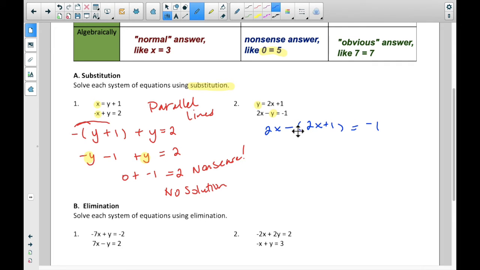Now, once again, I have this negative outside. If I have a negative outside, I have to distribute it. So it's going to give me 2x minus 2x, and then negative 1 is equal to negative 1. 2x minus 2x is 0, so that drops off. I have a negative 1 equals negative 1. Well, yes, it does, obviously. So this is an obvious answer. That means it is many solutions.